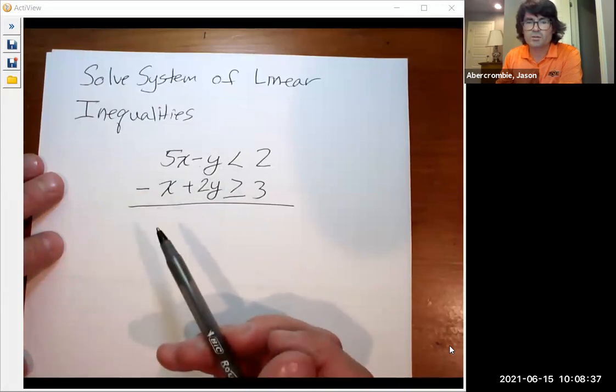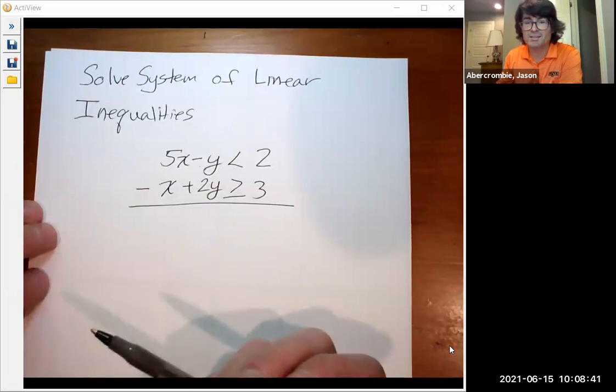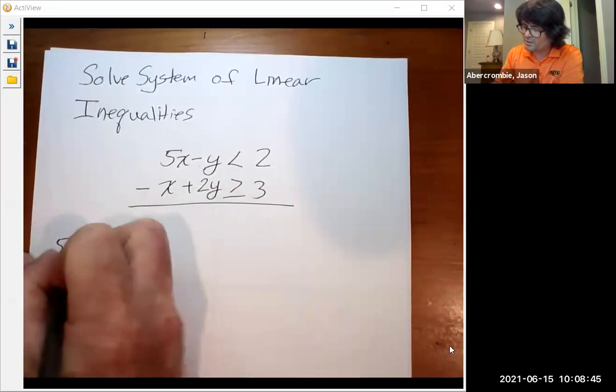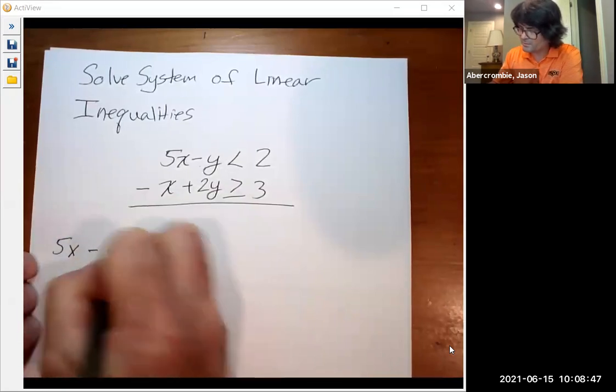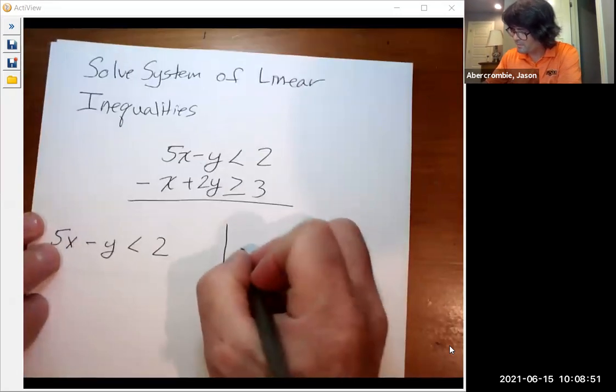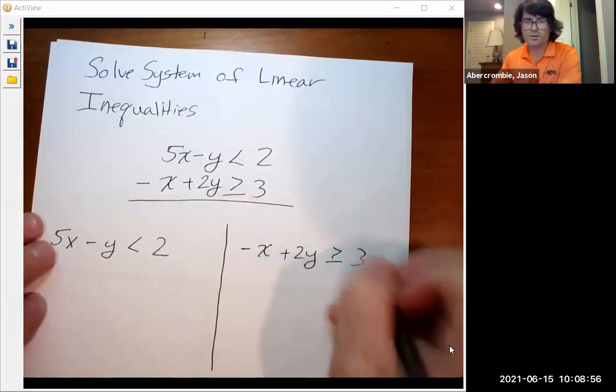So the first thing we're going to do is take each of these inequalities and solve it in terms of y so we can easily graph it, and I'll show you the next stage. Let's just write down each of these separately here. Minus x plus 2y bigger than 3.